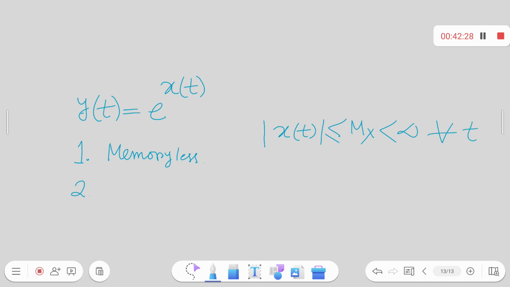So what about y of t, or the modulus of y of t? This is less than or equal to e to the power Mx. Is it less than infinity? Yes, as long as Mx is less than infinity, e to the power Mx is also less than infinity for all t. So as long as the input is bounded, the output is also bounded. So the system is BIBO stable: bounded input, bounded output stable system.